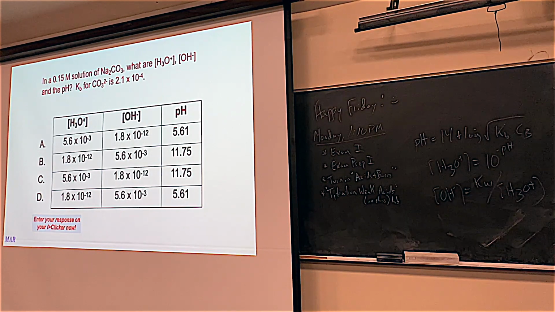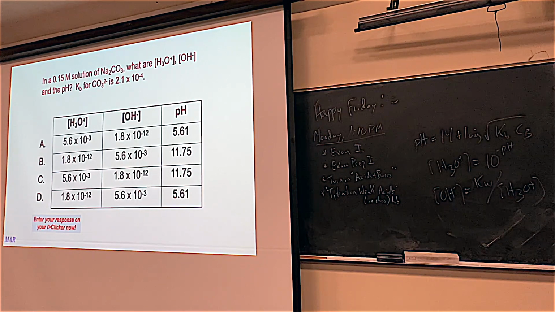Between 7 to 14, above 7, something like that. Yeah, that's right. So would it be reasonable to have a pH of 5.61? No. So A and D, we would not expect to be meaningful here because it's a base, all right? Bases have basic pH. So then that leaves us B and C, all right?